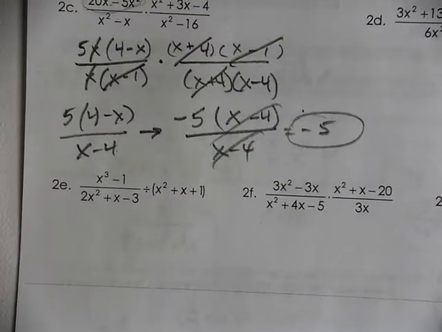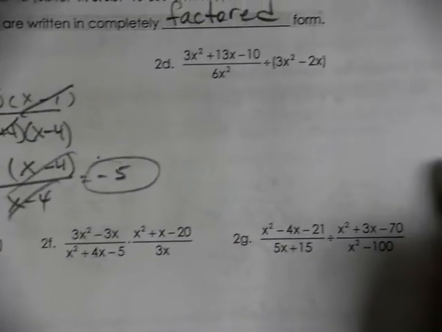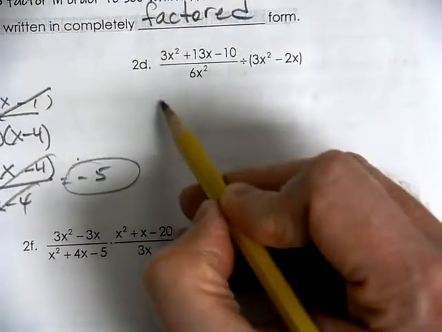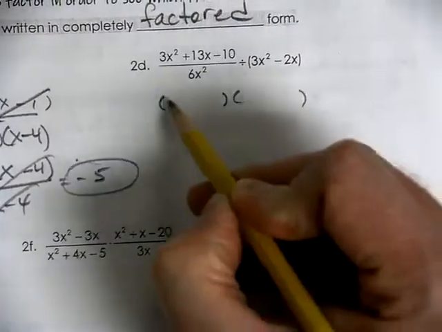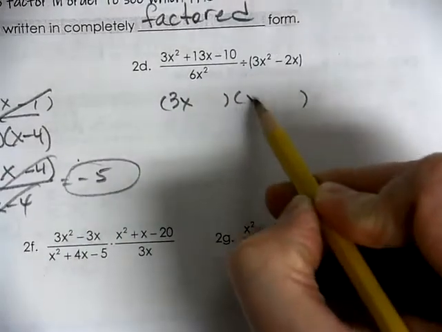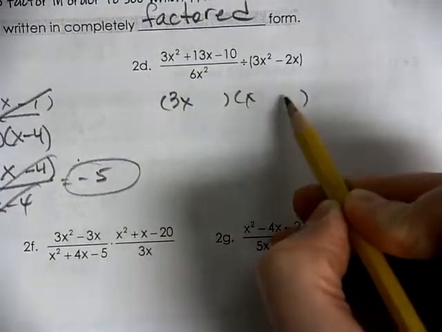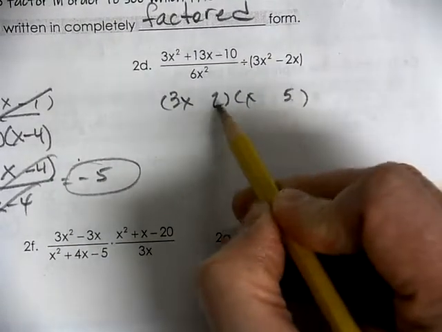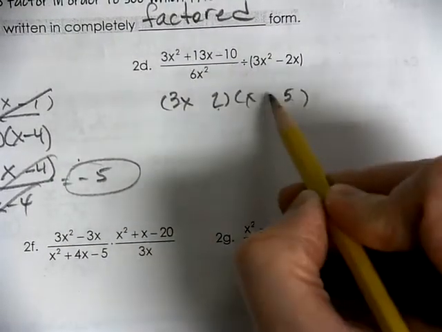All right, a couple more. Here we're trying to factor the top. We get 3x and x. 3 times 5 and 2. 5 and 2 make 10, and 15 and 2 can make 13.